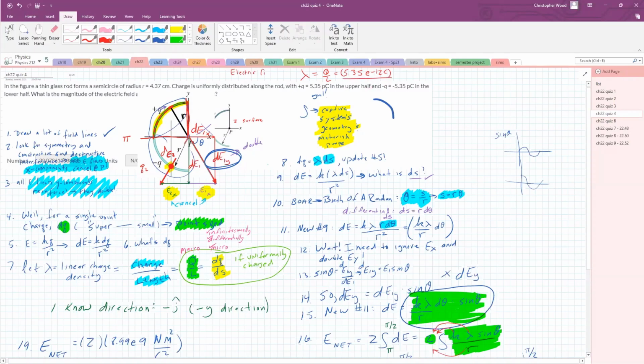A quarter arc means a quarter of a circumference. 2 pi r is the circumference, but I don't have a circumference, I have a quarter of a circumference. So this is quite involved, isn't it? Q over L equals 5.35 E minus 12 coulombs all over pi r over 2, where r is given as 4.3 centimeters, 0.0437 meters. This is my denominator, that's my numerator.